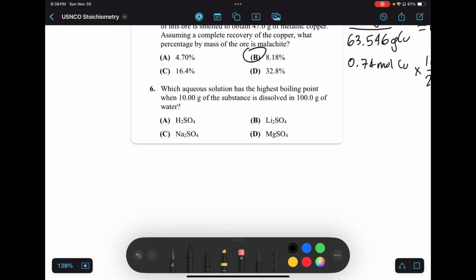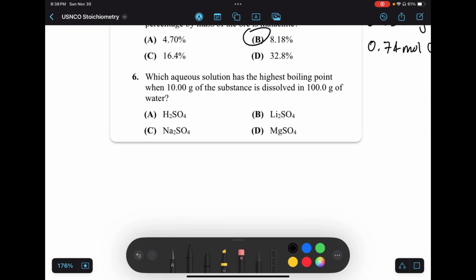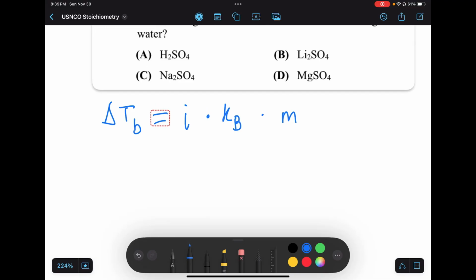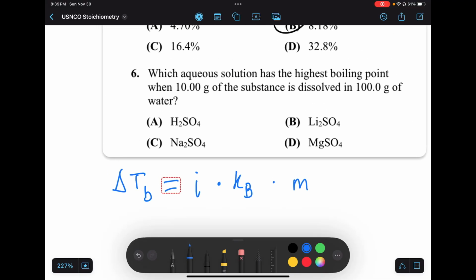Okay, this last question is a really fun one because it's not just stoichiometry here. It's actually boiling point elevation. The equation for this is the change in boiling point is equal to the Van 't Hoff factor times the boiling constant, it's a really weird name, don't remember it, times the molality. But okay, what does each of these mean? The Van 't Hoff factor is just how many particles are formed or released after dissociation.